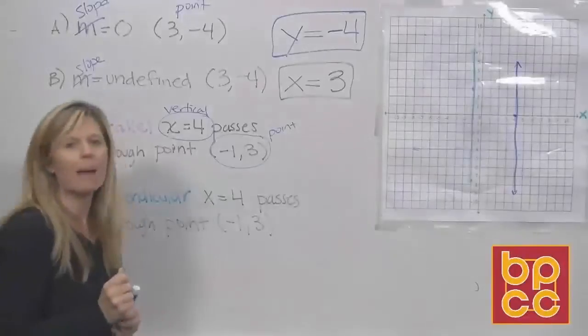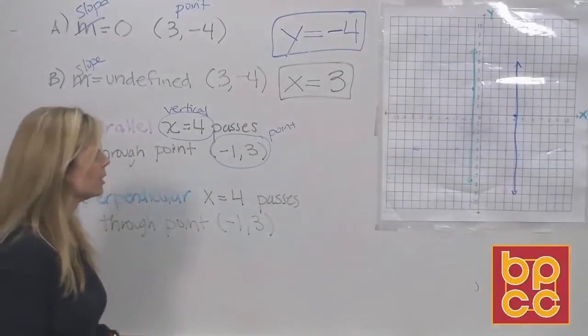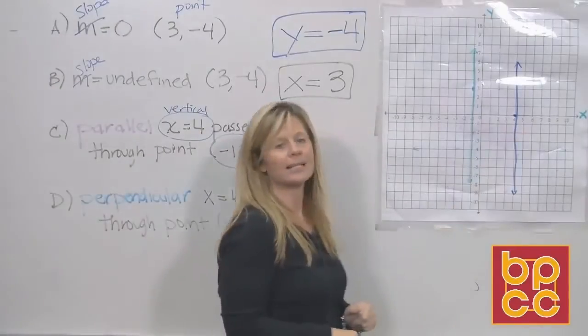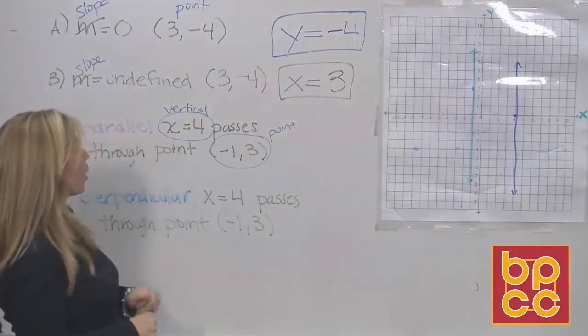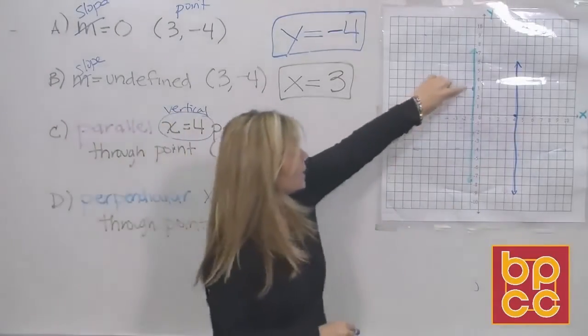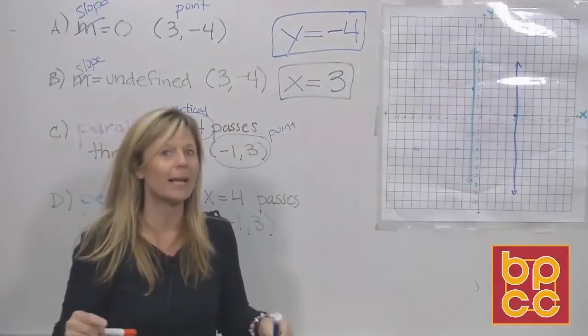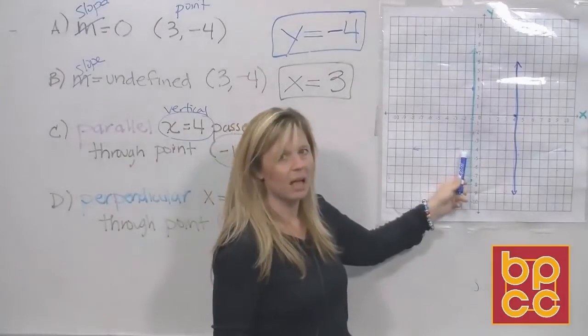Now, does the picture I drew fit the 2 clues? Does my new line, is it parallel to this line? Yes, it is. It's parallel to x equals 4. Does it pass through the point negative 1, 3? Sure it does. Now, what they want for an answer is the name of this line.